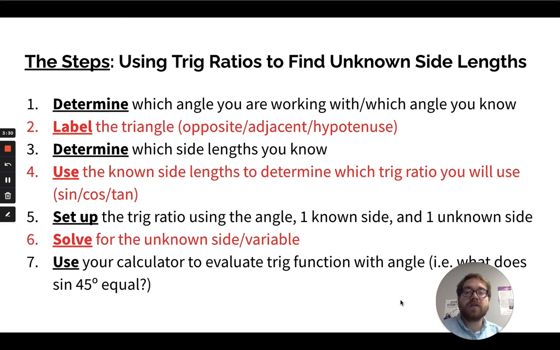And then using the known side lengths, that'll help you determine which trig ratio you're going to use. Are you going to use sine, cosine, or tangent? That depends on which sides you know and which sides you are looking for. And we'll look at an example of how to make that decision. Then you'll set up the trig ratio using that angle, the known side, and one unknown side. And then you'll solve for that variable, that unknown side. And you'll have to use your calculator to evaluate the trig function with the angle. So you'll have to figure out what sine of 45 degrees equals, or what sine of 36 degrees equals.